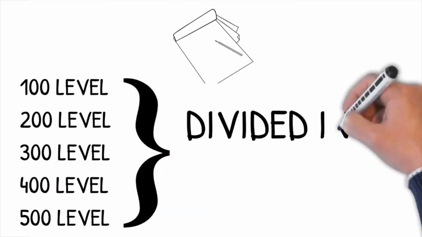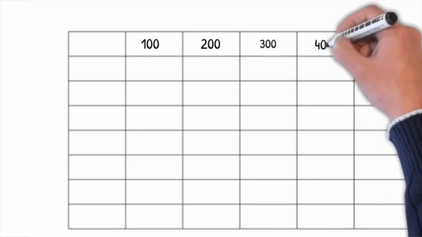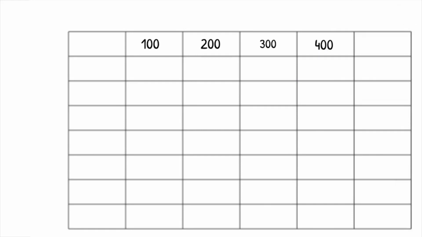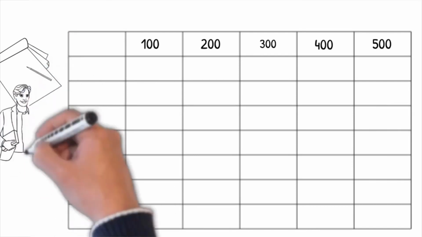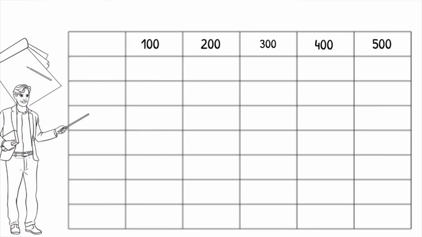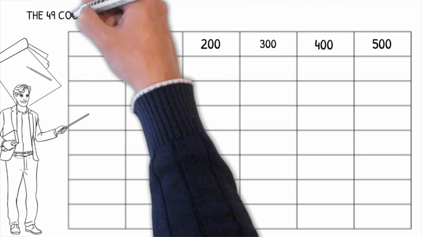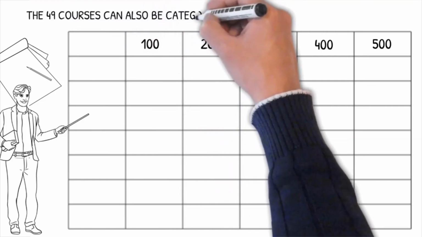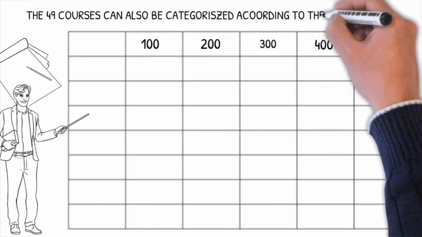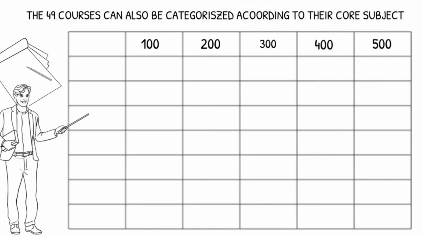So those courses can be divided into 5. The ones done in 100 level are called 100 level courses. The ones done in 200 are called 200 level courses. The ones done in 300 are called 300 level courses. The ones done in 400 are called 400 level courses. Finally, the ones done in 500 are called 500 level courses. Definitely, every single course that was done in school must belong to one level. Must have done it at some point during your degree in school, meaning that it must have been done at a particular level between 100 and 500. But the same 49 courses that were done can also be categorized according to the core subjects of those courses.